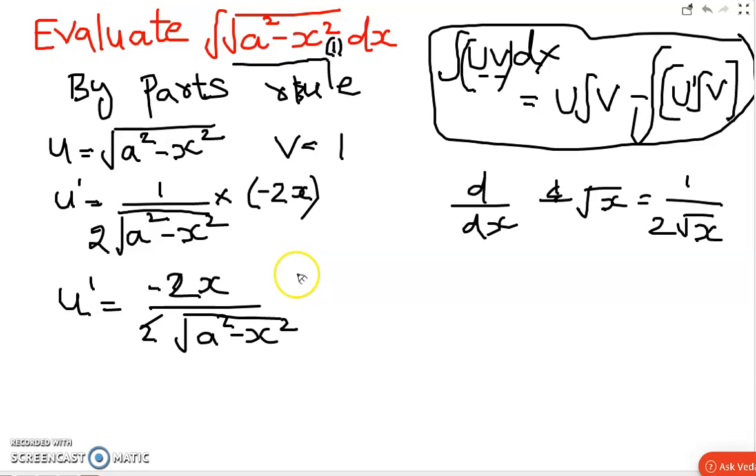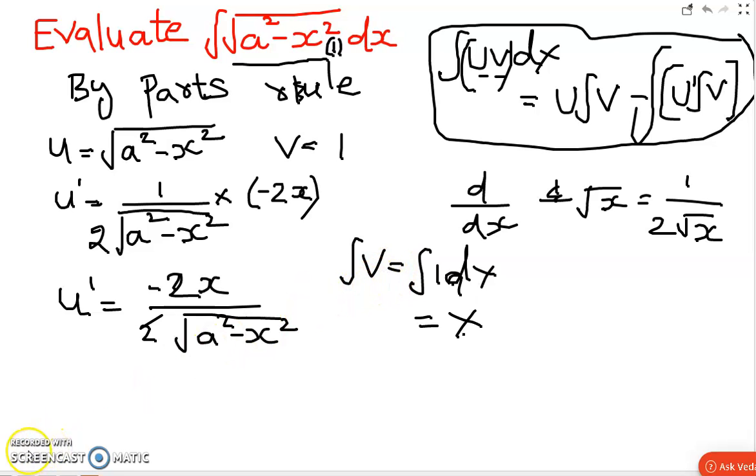In the same way, again, integration of v. What is integration of 1 dx? 1 dx is nothing but x. In the place of integration v, we will just write x. In the place of u dash, we will just write this. Hoping that you have understood the values of u dash and integration v.